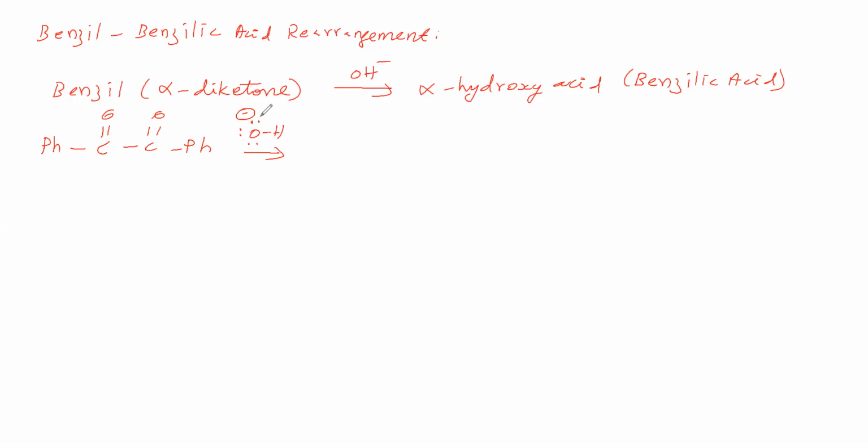Now what is the product obtained? What is the mechanism? We will see. This lone pair is attacking this carbon, this bond is shifting, so we get this phenyl ring, this C double bond O, then here C, OH, this O minus, here the phenyl ring.